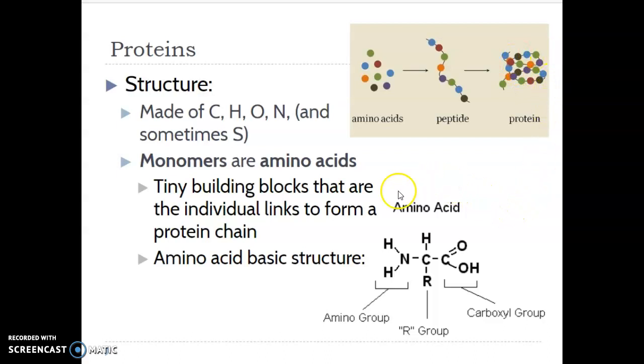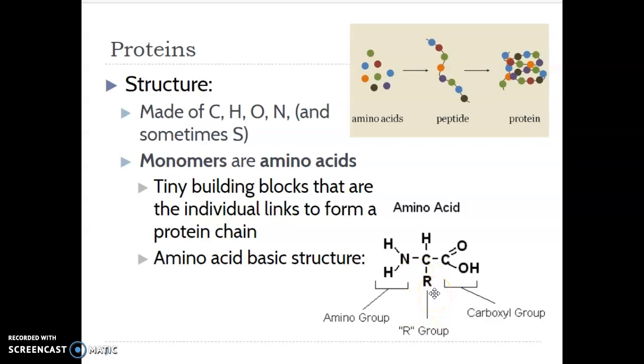Each individual amino acid looks something like this, and you should have that diagram on your note sheet. You're just going to need to fill in a couple of the letters here. But the basic structure of all amino acids is that they're going to have this amino group with a nitrogen on it, and then they're going to have a carboxyl group, or an acid component. That's why they're called amino acids. Aminos and acids. And then in the middle, we've got this thing called an R group.